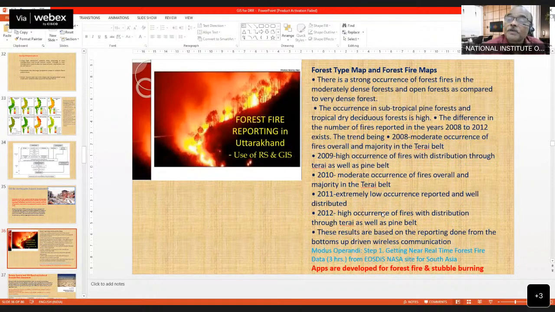So similarly for the forest, forest fires often take place in different regions, and subtropical pine forests are there. You can get the statistics, say starting from 2009, high occurrence of fire is there. 2010, moderate occurrence of fire is there in the Terai belt and the Himalayan region, and similarly 2012 also. So from step one to near real-time forest fire, you can get it, and separate data are there, using satellite data, even high resolution satellite data. Sentinel data and MODIS data are used. So beautifully we can manage.